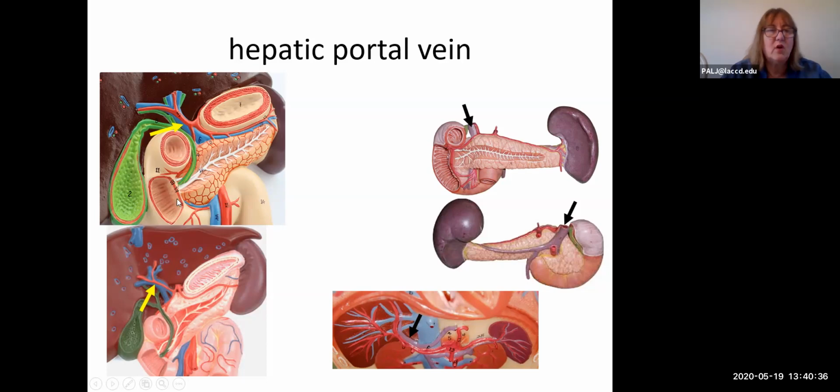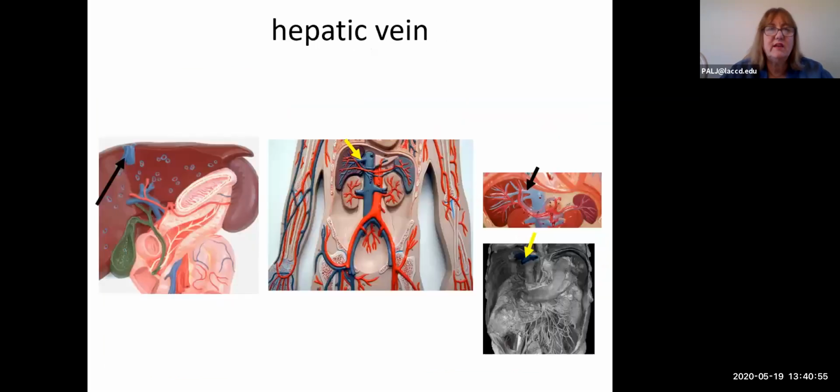Pointing out once more on these two models all the way on the left side, the hepatic portal vein is purple, whereas in this model here in the middle, and on some other of your models, the hepatic portal vein will be purple and not blue. So now we have all the blood that's going into the liver.